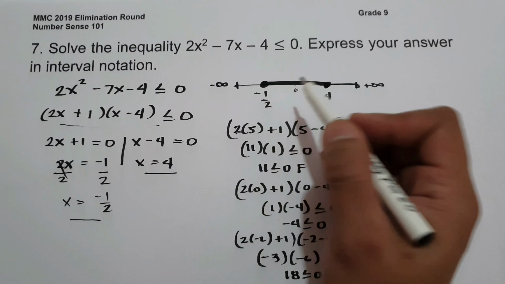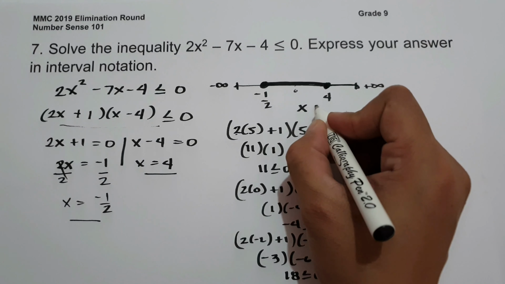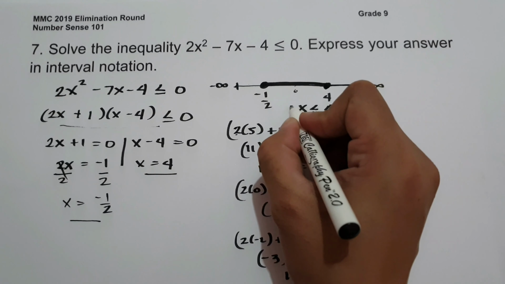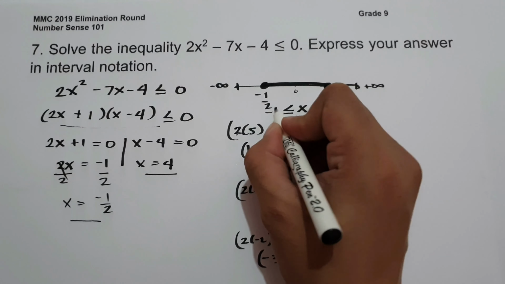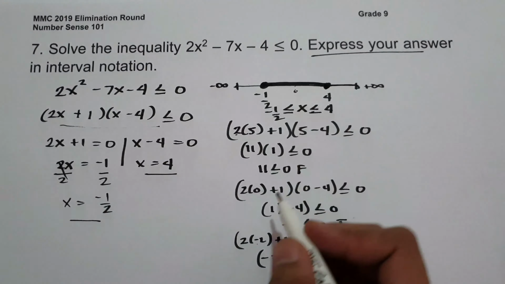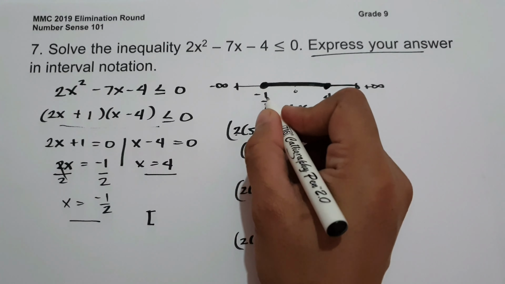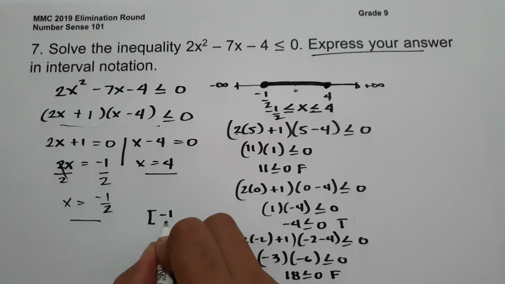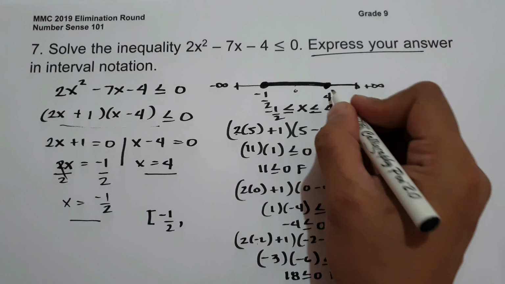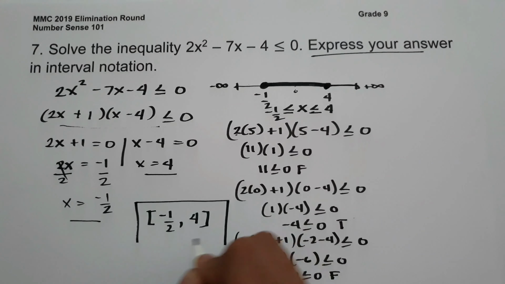So that means our answer will be x less than or equal to 4, greater than or equal to negative 1/2. But we have to express our answer in interval notation. So therefore, we are going to use a bracket because negative 1/2 belongs to the solution, that is negative 1/2. And then 4 is also included, that is 4, then a bracket. So this will be our answer.